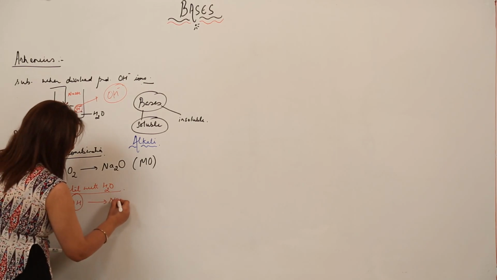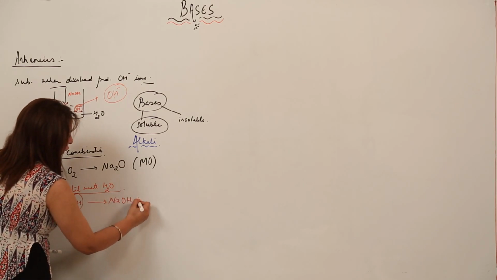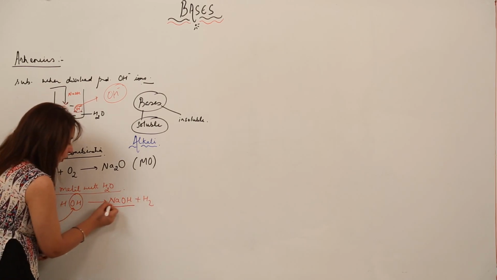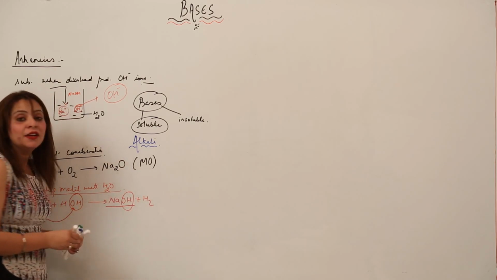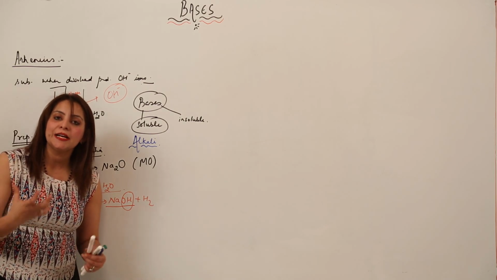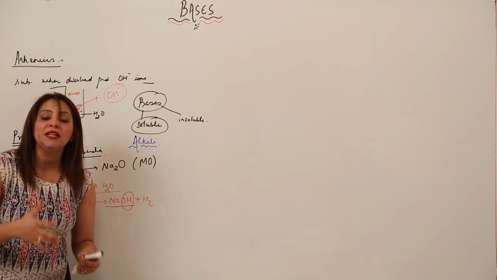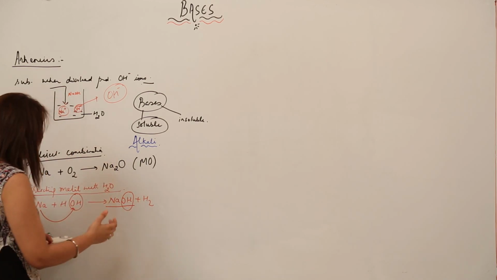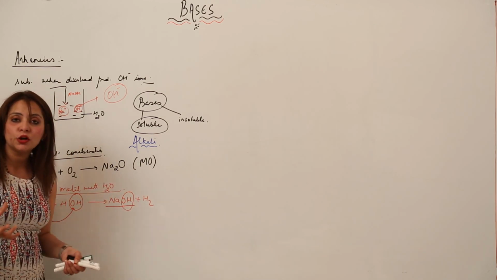So that leads to the formation of NaOH, and along with that hydrogen gas is produced. As you can see, it has the OH ion. So that means when dissolved in water, it will produce the hydroxide ion. That means it is also a base. See, in both cases what you have seen, in this example it contains the hydroxide ions.